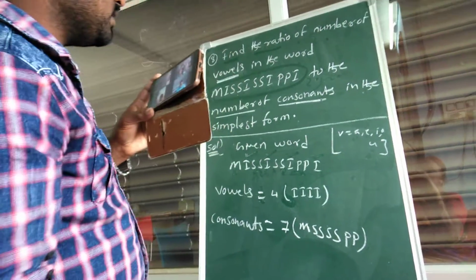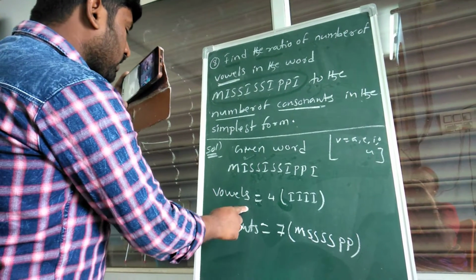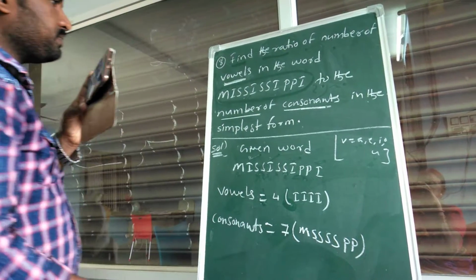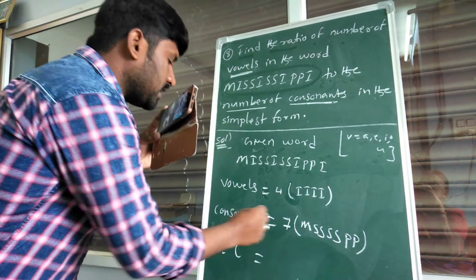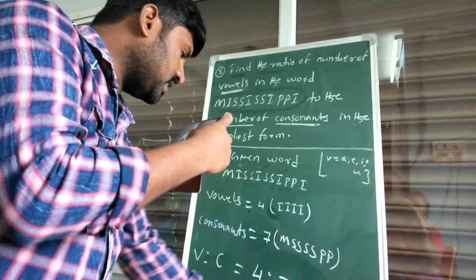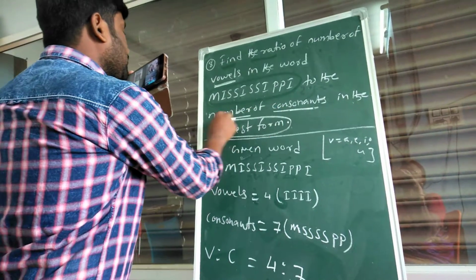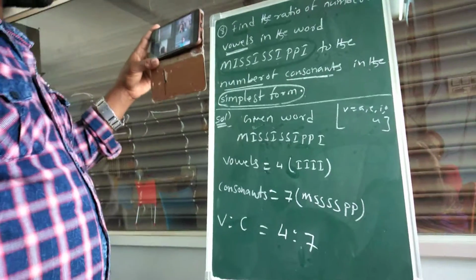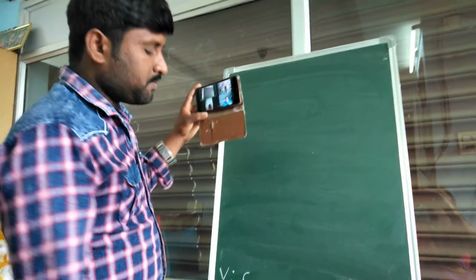Okay? So now I am going to write the ratio of vowels and consonants. Their ratio. What is the ratio of vowels to consonants? That is 4:7. 4:7. Okay, but here it is given to write it in the simplest form. Simplest form of the ratio.